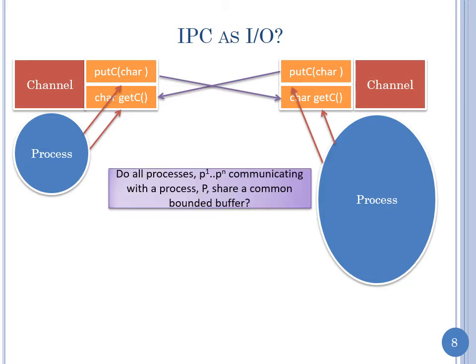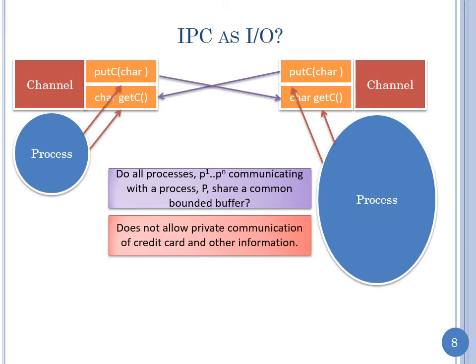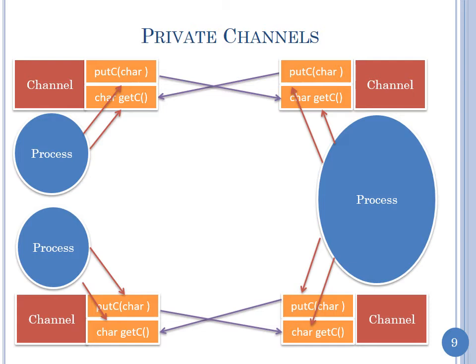Another issue, related to the first, is what happens when a single process talks to multiple processes? Do all processes share a common bounded buffer? The answer is no. If one process is sending its credit card information or some other information we want to keep guarded, the other processes should not be able to see that information. So a single process could be interacting with multiple channel objects at the same time.